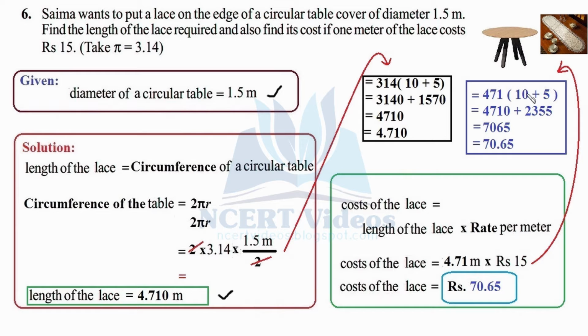Now multiply it, 0 plus multiply it, 5 ones are 5, 7 5s are 35, 3 carry, 5 4s are 20 plus 3 is 23. So 2 3 5 5, add it, you get 70, 65. Again count decimals, 1 2, here we don't have any decimal, so 1 2, 70.65 rupees is the cost in order to buy lace of length 4.710, and that is your sixth.